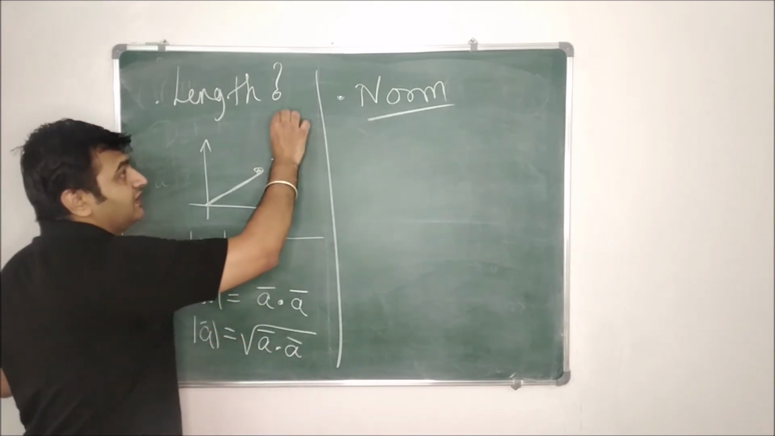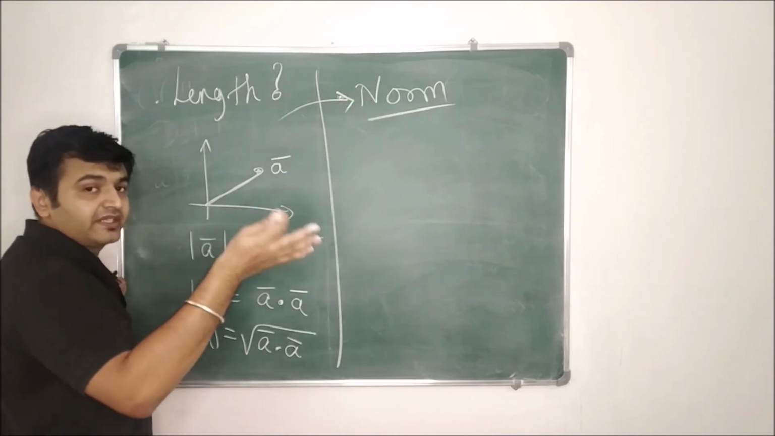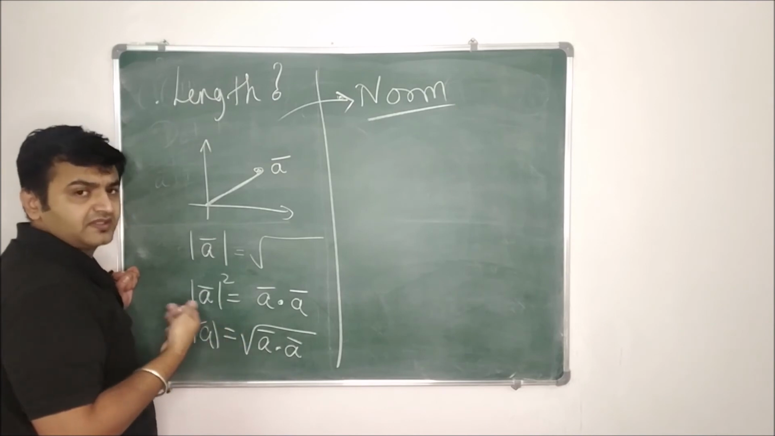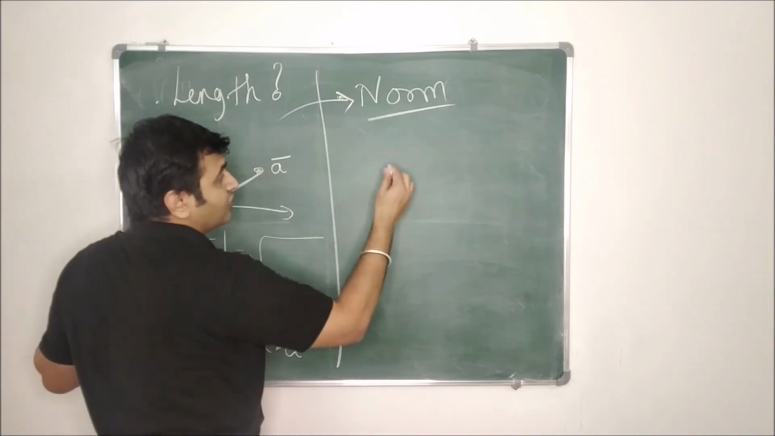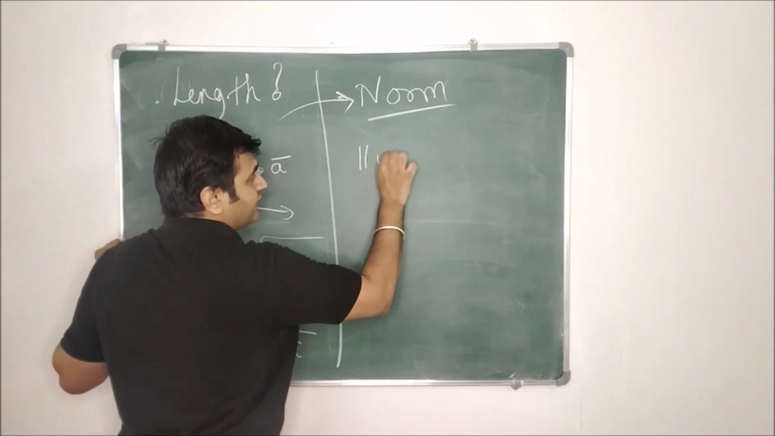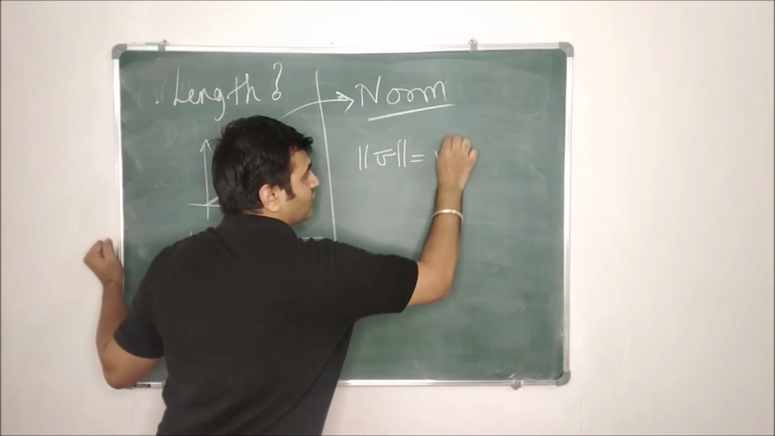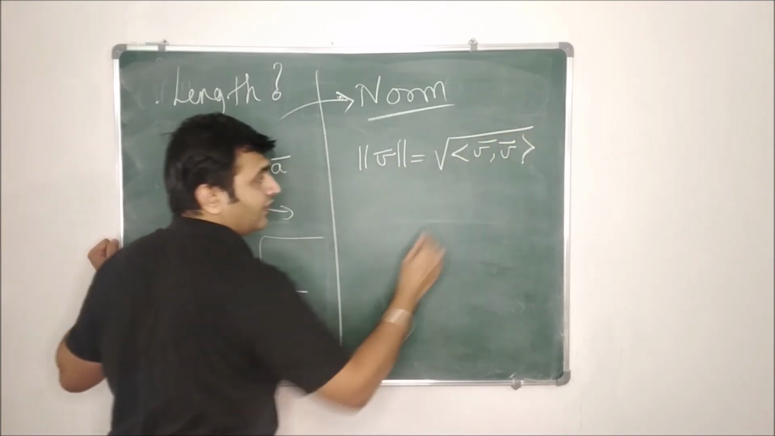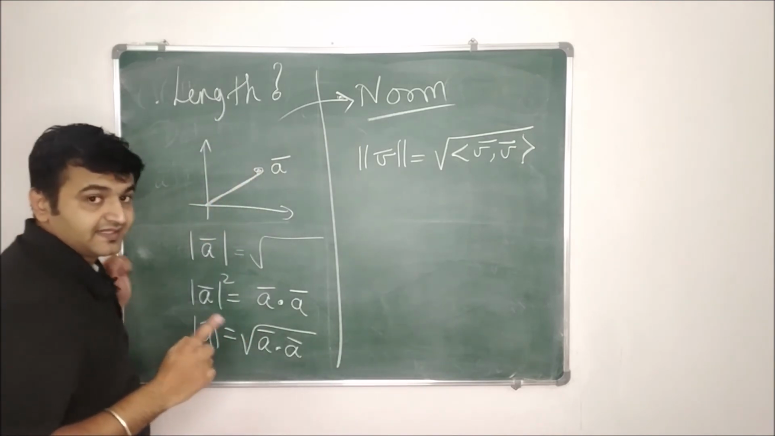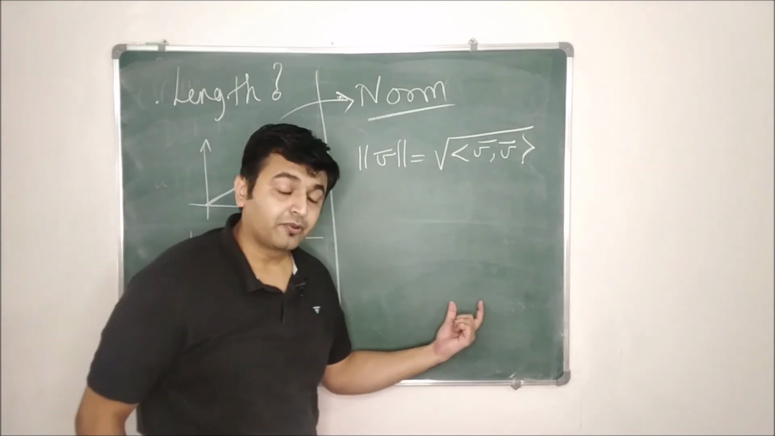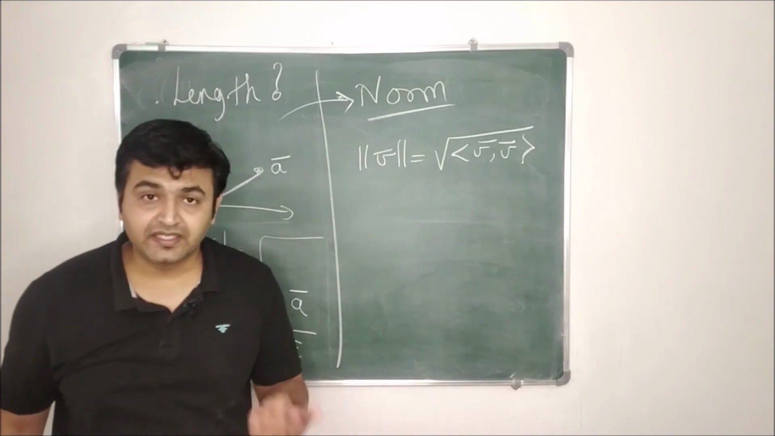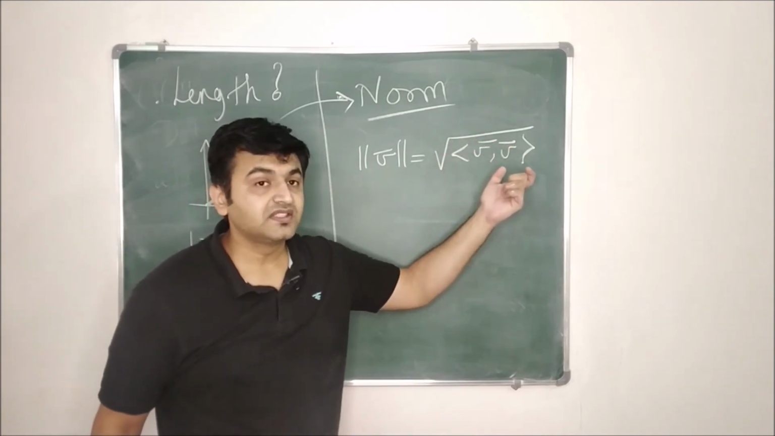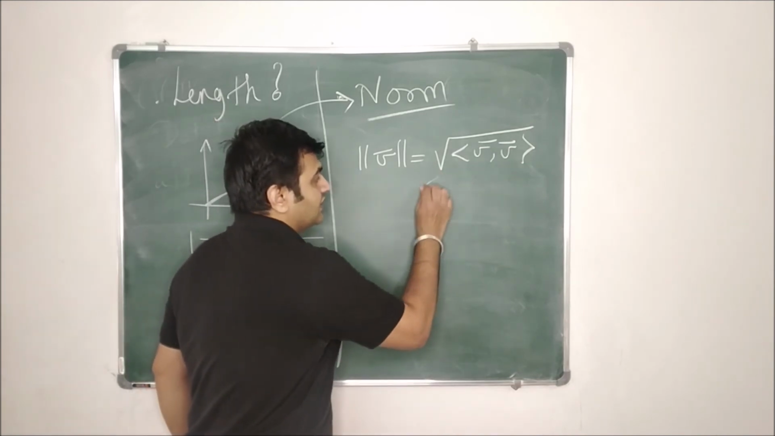So norm is nothing but the generalization. In the arbitrary world, we say norm. In our real world, R3, we say length. So what is the norm? The norm of a vector V is nothing but the square root of the inner product of V comma V. Now does this make sense? Yes, because the inner product of V comma V is always greater than or equal to 0, so this square root is a real number.